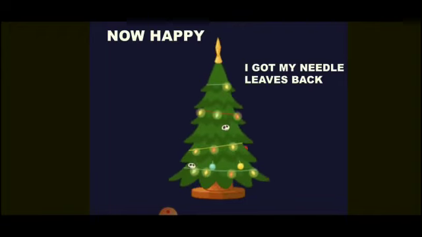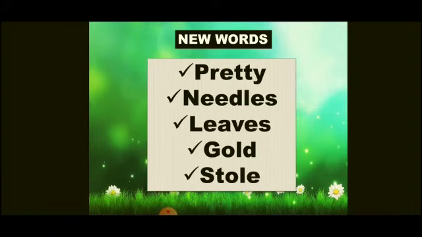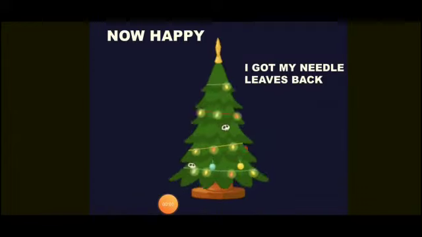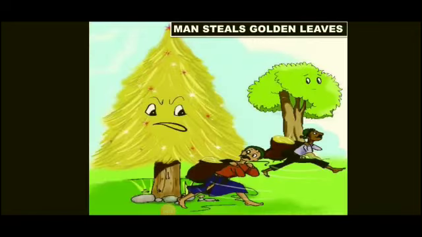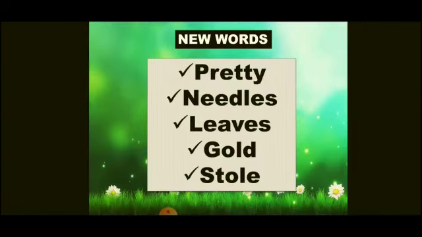Now, what are the new words we learned from this story? Pretty. Initially the fir tree looks pretty, right? And needles, what are needles? Yes, this pretty fir tree has needles, leaves. The leaves look like needles. And then gold leaves. Gold leaves were the second wish of whom? Yes, the fir tree. And what are the next words? Stole. Who stole those gold leaves? Yes, men came and stole those gold leaves. So these are the new words you learned from this story.